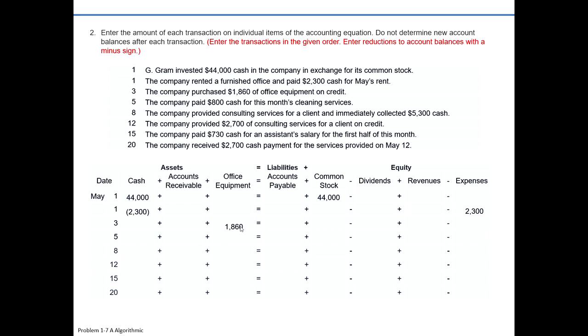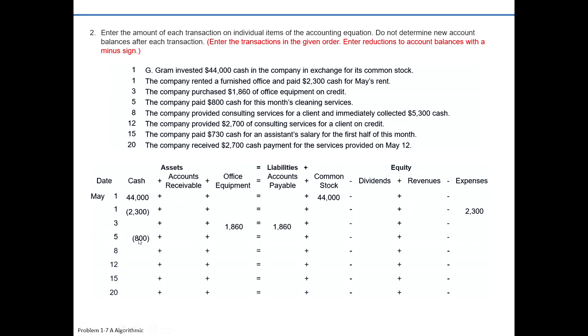We can't decrease cash because they haven't yet paid it, but we are going to increase the IOU or amount owed to its vendors or suppliers, which we represent by accounts payable. Again, accounting equation still in balance. Assets have increased by $1,860, and liabilities on the right side of the equation have balanced out with an increase of $1,860.